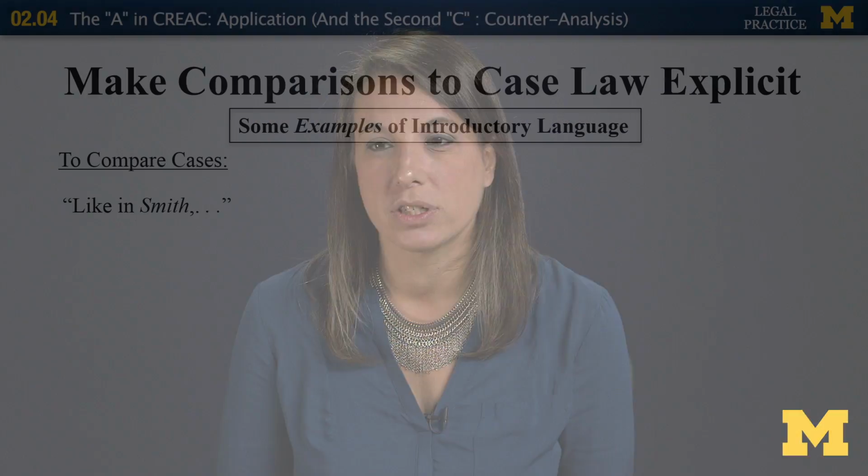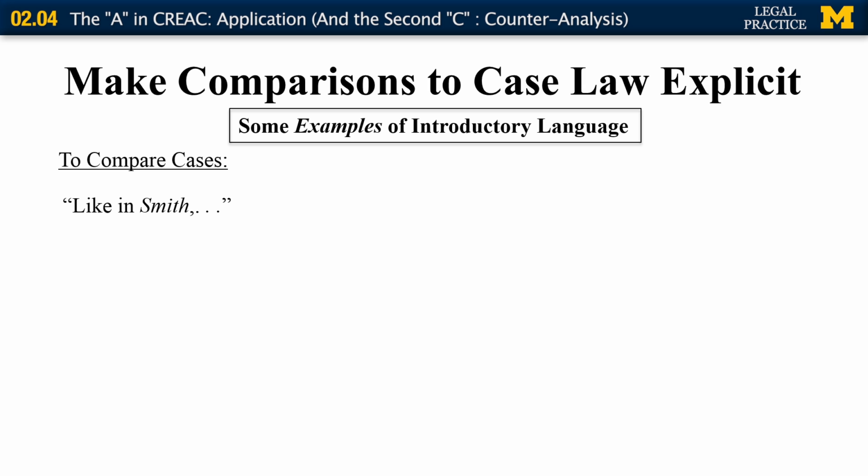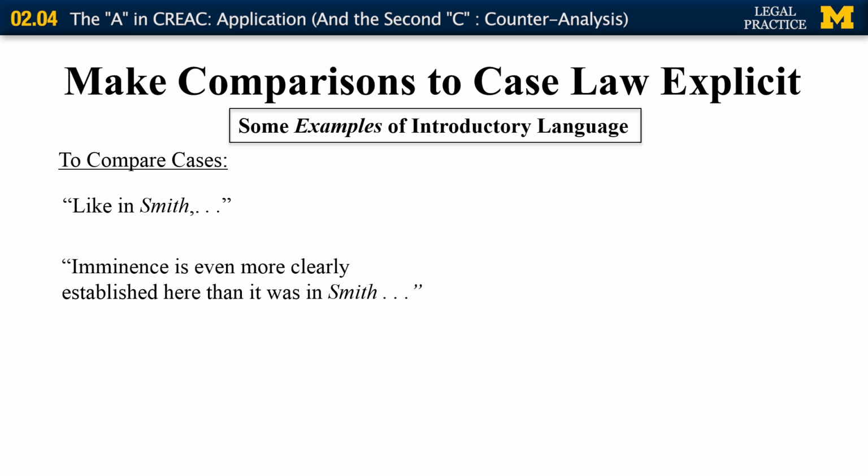Let's look at some other examples of how to make those comparisons explicit. First, if you want to compare cases, if you want to point out ways in which the cases are similar or reasons why your client's situation is likely to have a similar result to the situation you just described in a court opinion, here's some language. In addition to similarly, which we just saw, you could say, like in Smith, and that could be the introduction, imagining here that we've got a case called Smith versus Jones. So let's pretend that's the case that we're trying to draw a comparison to. You could say something like this. Imminence is even more clearly established here than it was in Smith.